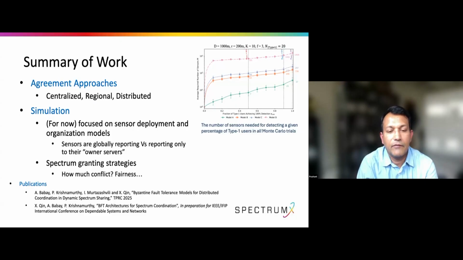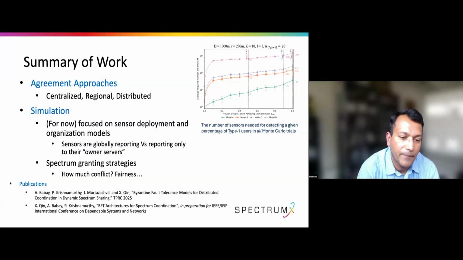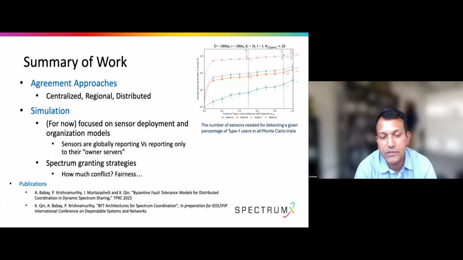For now, we have a PhD student who is looking at the sensor deployment and how that might affect the fault tolerance. So we're looking at two different models where the sensors are globally reporting to all the different owners of the infrastructure, which means that they share the sensors essentially, or if they are deploying their own sensors. So there are different trade-offs when sensors are shared by different infrastructure deploying organizations versus them deploying their own sensors.